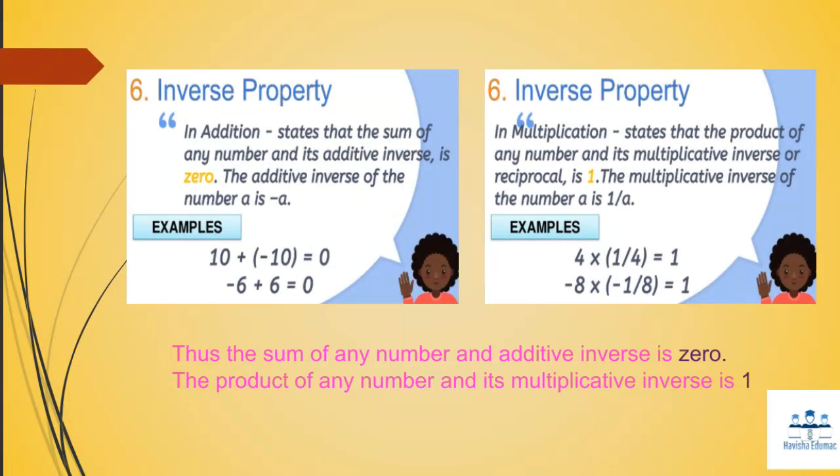Now let us see the inverse property. In addition, it states that the sum of any number and its additive inverse is 0. The additive inverse of the number A is minus A. For example, 10 plus minus 10 is equal to 0. Minus 6 plus 6 is equal to 0.